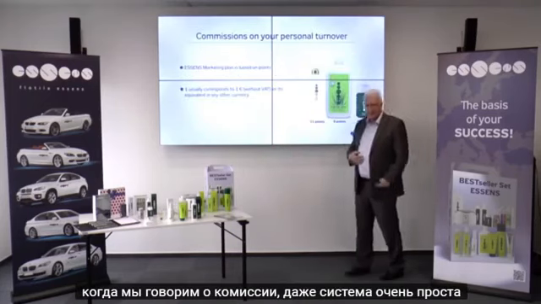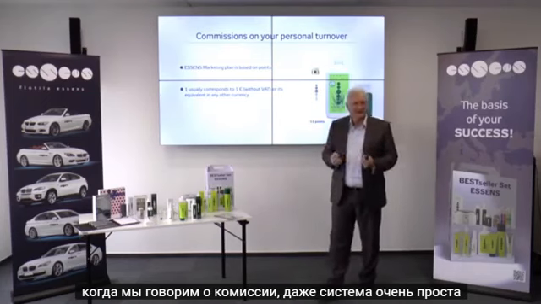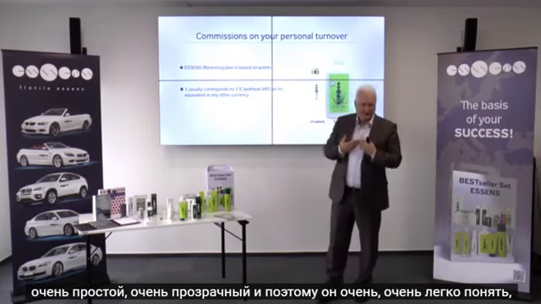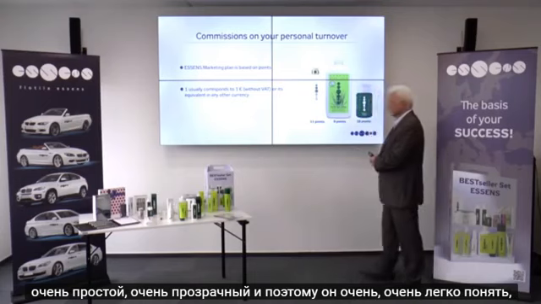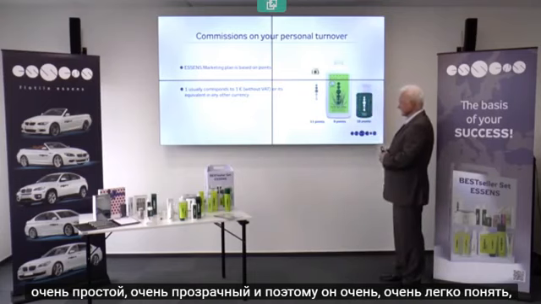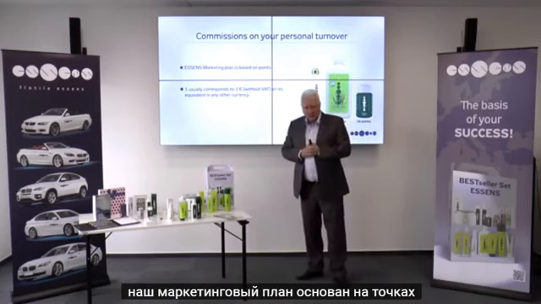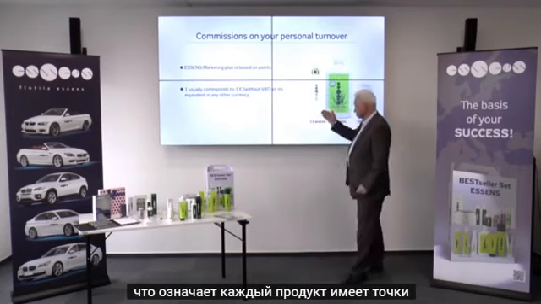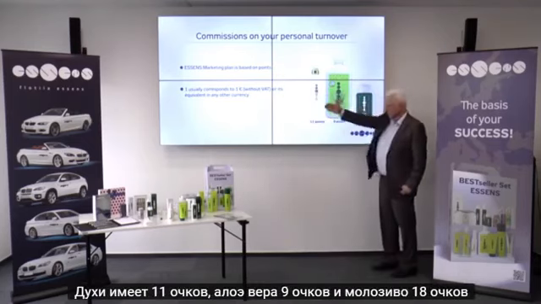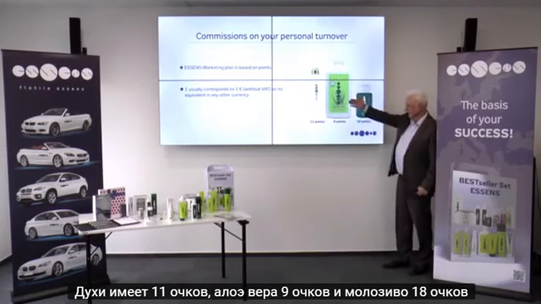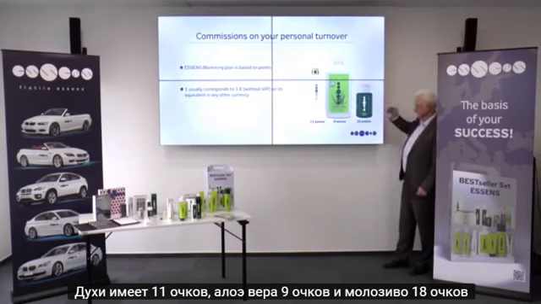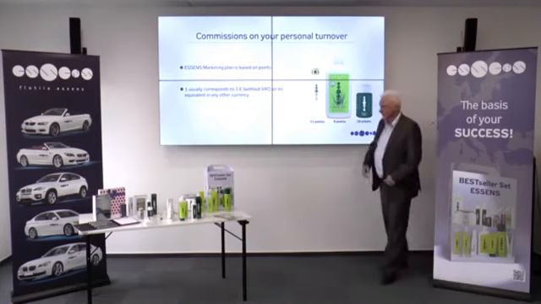When we talk about commission, the system is very easy, very simple, very transparent, and very easy to understand. Our marketing plan is based on points. That means each and every product has points. Perfume has 11 points, aloe vera 9 points, and colostrum 18 points.